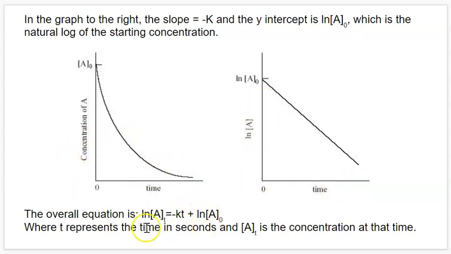And our overall equation to describe this is going to be the natural log of A at time t is equal to negative kt plus the natural log of A at time 0. So t is our x-axis, the time, and then the negative k is our slope, and then our y-intercept is going to be the natural log of our starting concentration. So using this equation, we can predict what the concentration is going to be at any point in time just based off of this information.